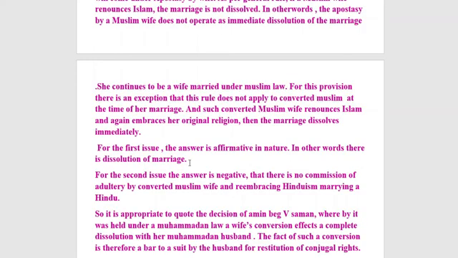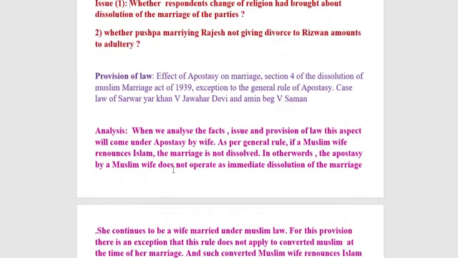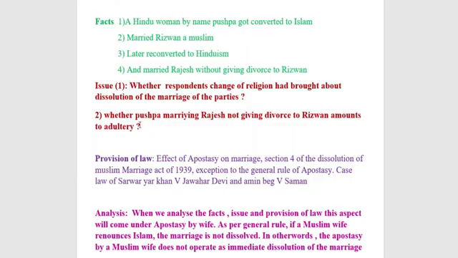So here the condition is that a converted Muslim renounces Islam, but she has to re-embrace her original religion only. Then the marriage gets dissolved. So for the first question, there is a dissolution of marriage. When there is a dissolution of marriage, what is the effect? So let us see what the second issue is.